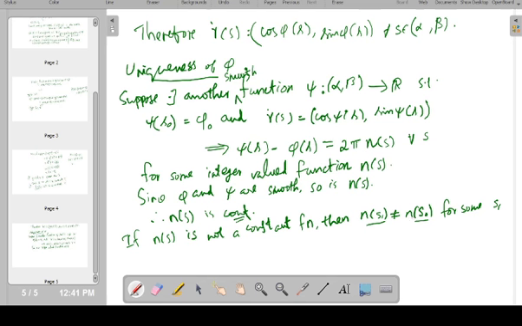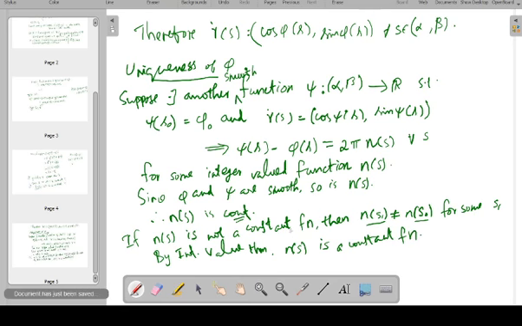Is it possible? No, because n of s is an integer valued function. So it cannot assume all the possible values in between any two integers, because in between any two integers there are lots of real numbers which are not integers. So this is not possible. Therefore, n of s must be a constant function by the intermediate value theorem. Here the argument you have to write properly. I have not written the argument, but I have told the argument.